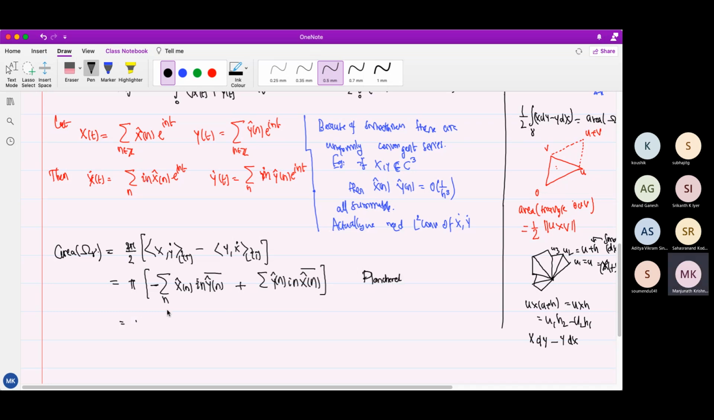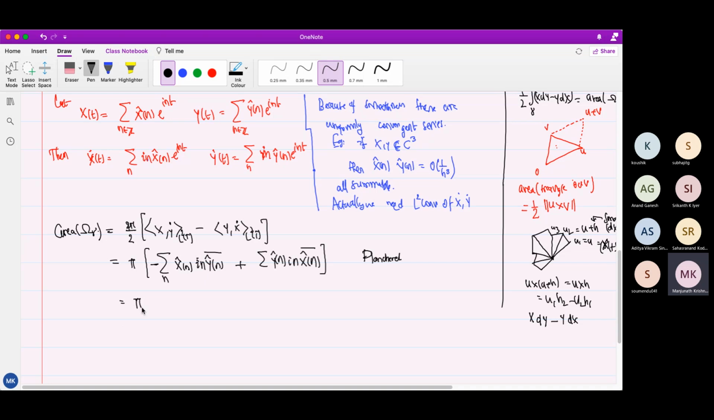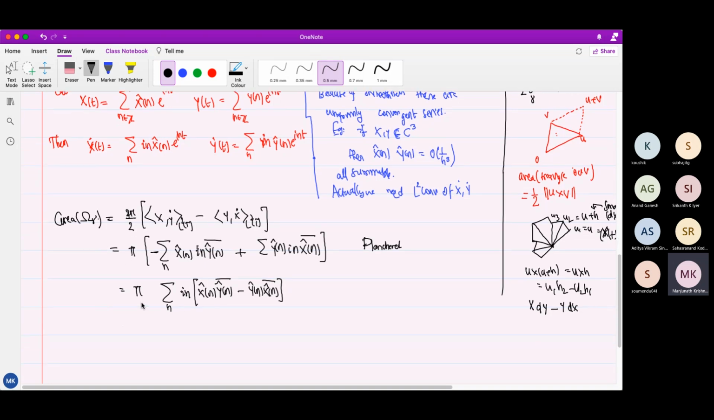Now, what is that? Something is missing. No, it's okay because there is an imaginary part. So it is pi times the sum over n in the integers of in times x hat y hat bar minus y hat of n x hat of n bar. Okay, so it's actually 2 times the imaginary part of that. So this is going to be a positive number, no doubt. But we can put absolute values inside.